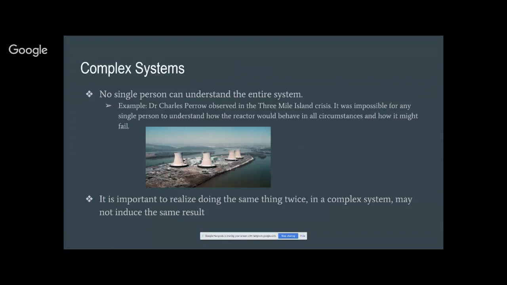Now, in a complex system, it is important to realize that doing the same thing twice may not induce the same result. Testing the firewall rule once may not induce the exact same result time after time after time. It's something to keep in mind and to recognize.